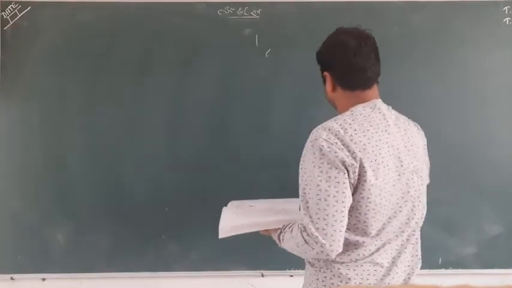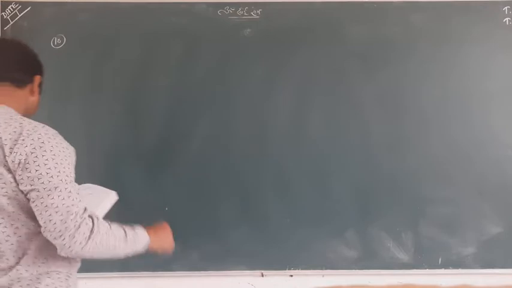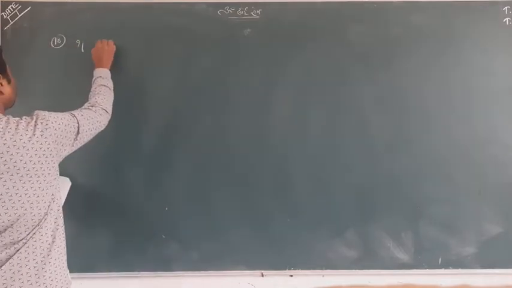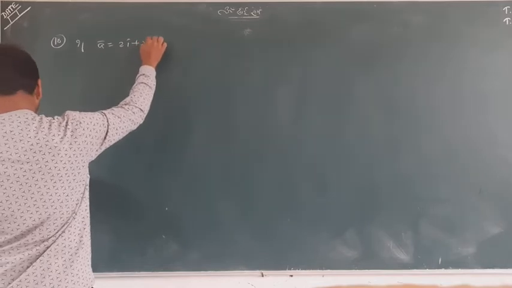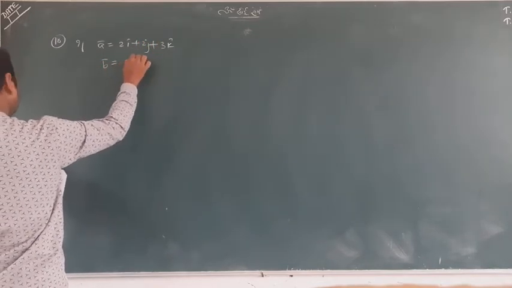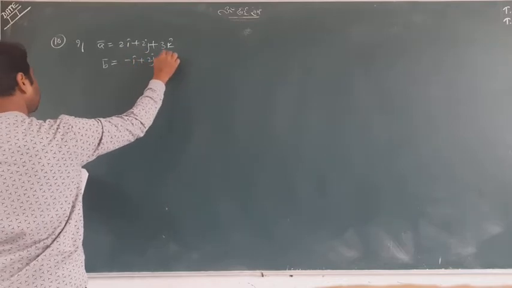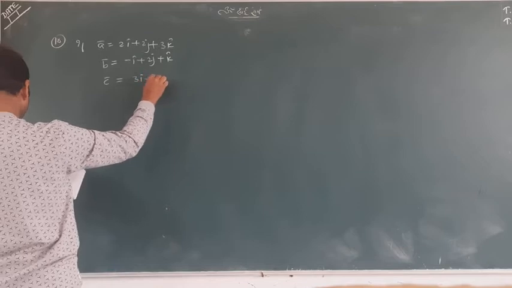Now let me put some questions. I will take question number 10. The question says, if A is equal to 2i plus 2j plus 3k, B is equal to minus i plus 2j plus k, and C is equal to 3i plus j.